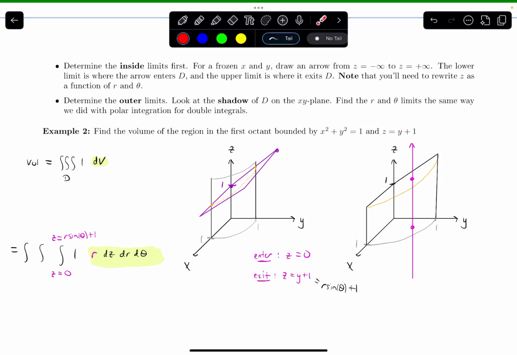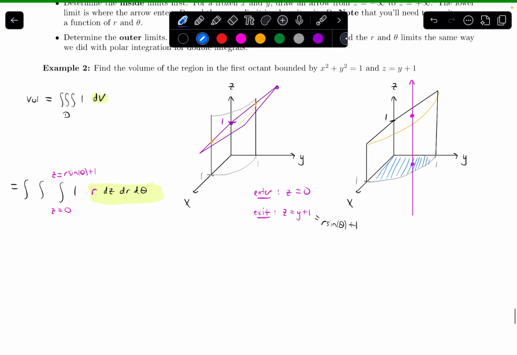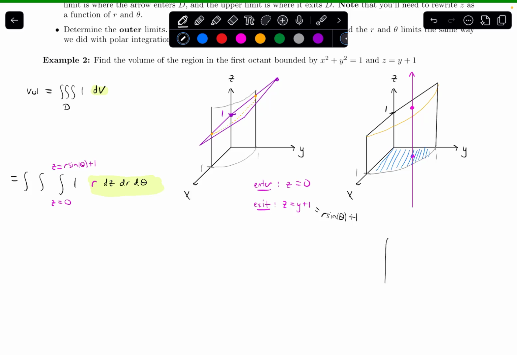So I need to think about my other two limits of integration and find those limits. I do that by drawing the shadow of my solid object on the xy plane. And the shadow, what I get when I project it straight down, is just going to be this base quarter circle. So I'll draw another picture real quick of that shadow on the xy plane. The shadow forms that quarter circle, hitting 1 on the x-axis and 1 on the y-axis. Okay, that's that base region.